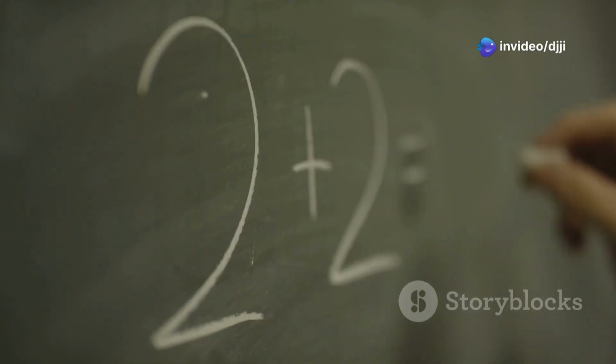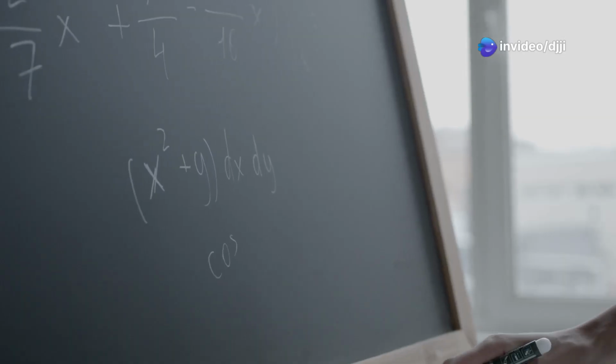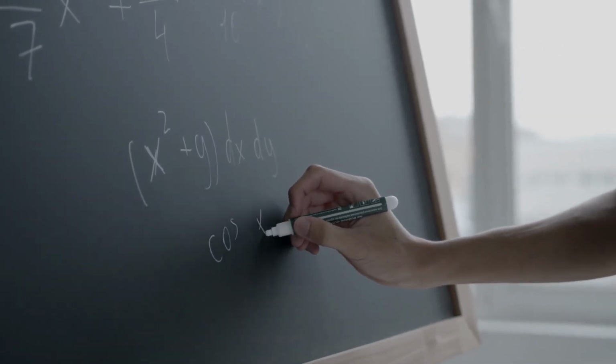So, 2/3 squared is 2 squared over 3 squared, which is 4/9. See, it's not that tricky. With a bit of practice, you'll be solving these in no time.